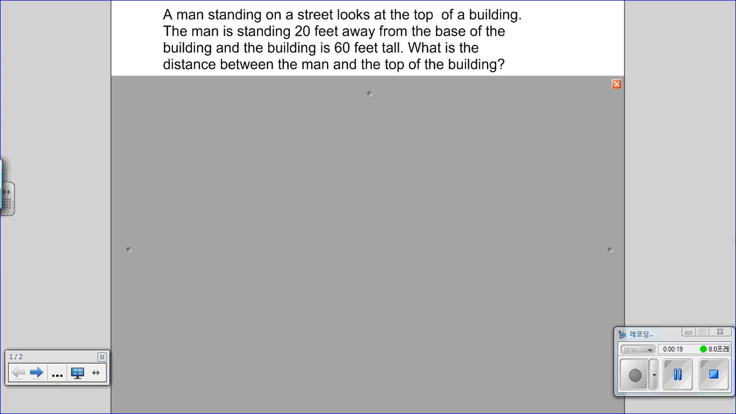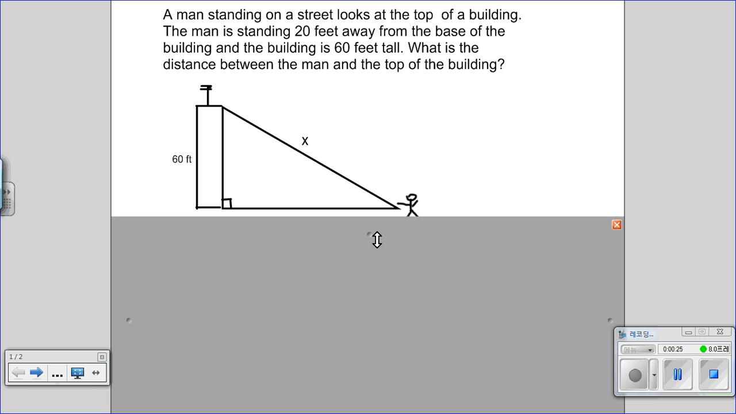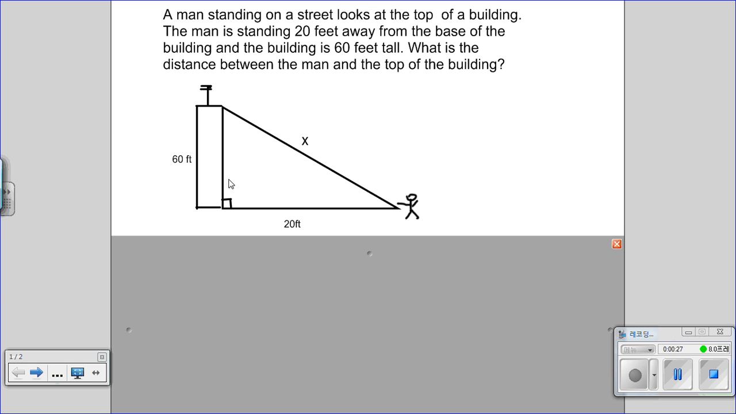First, we will use the Pythagorean theorem to find this value. So when we draw a diagram to represent this problem, the height of the building is 60 feet. The distance between the man and the building is 20 feet. So if we make a line with the top of the building and the man, we get a right triangle. So we can use the Pythagorean theorem.